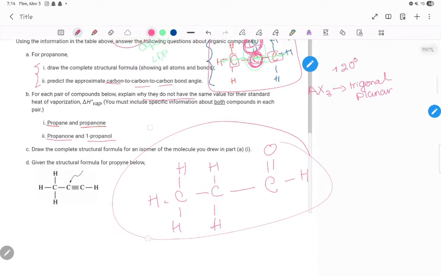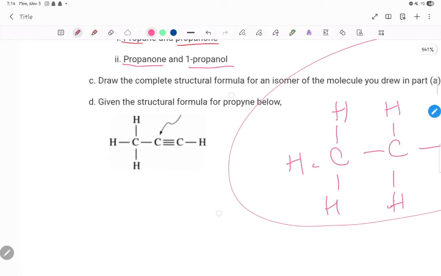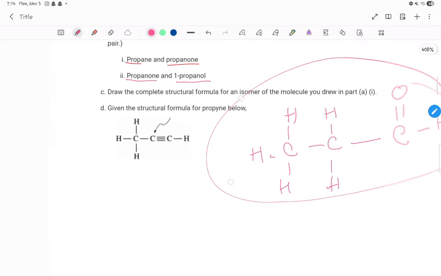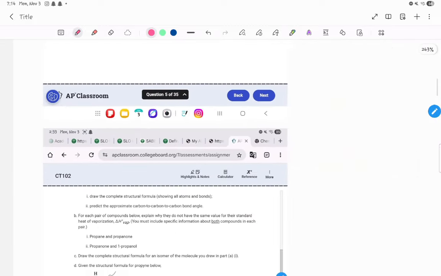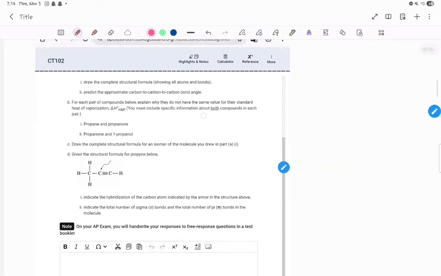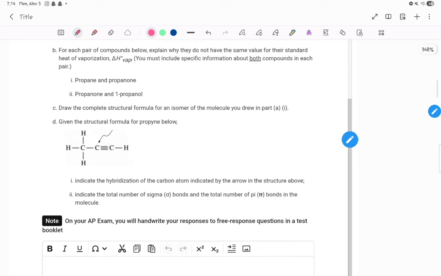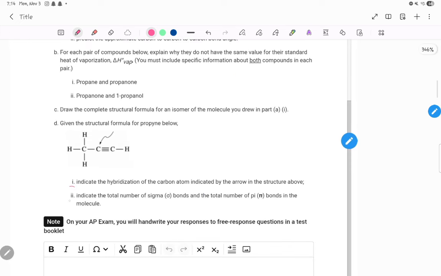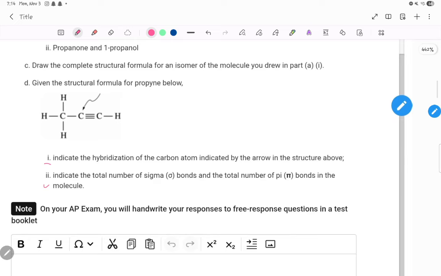Now, we go down. What does it say in part D? It says, give the structural formula for propene below. Oh, there's part I and double I. Given the structural formula for propene below, indicate the hybridization of the carbon atom indicated by the arrow.